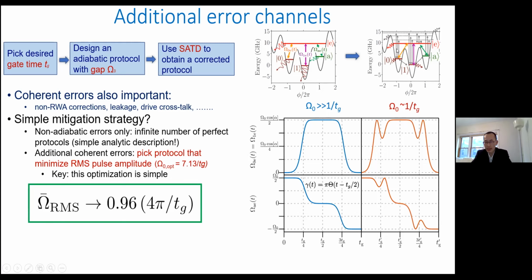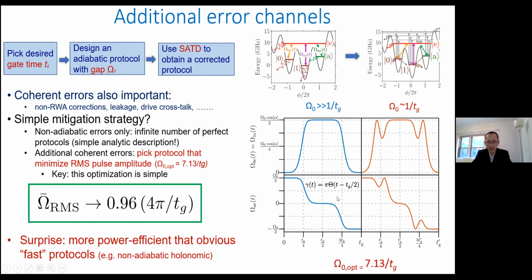So the current errors due to these extra levels or non-RWA processes basically gets worse as your pulse amplitude gets larger. So what you need to do is then to pick a protocol among the so many protocols that we have that minimizes some sort of measure of the energy of the protocol. For example, the drive power or the RMS voltage. And the optimization here is easy to do as well, because all the pulse here can be described analytically.